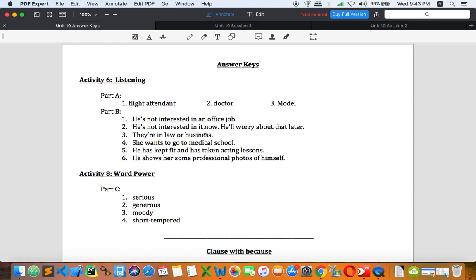So the first one, he is not interested in an office job. Number 2, he's not interested in it now, he will worry about that later. And number 3, they are interested in law and business. Number 4, she wants to go to medical school. And number 5, she has kept fit and has taken acting lessons. And number 6, he shows her some professional photos of himself. So these are the answers for activity number 6.